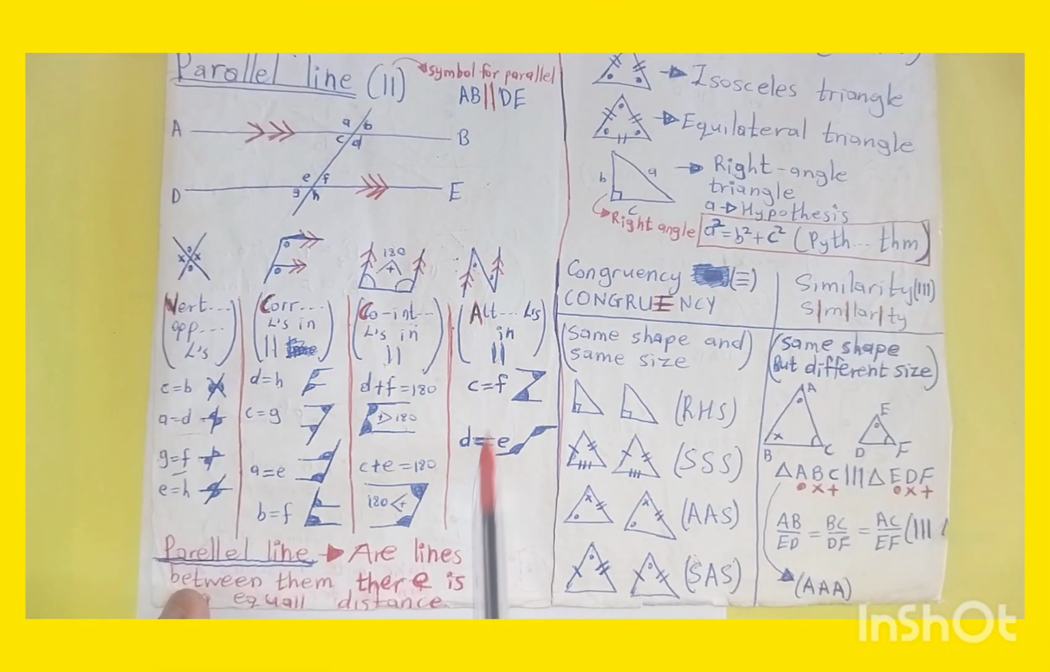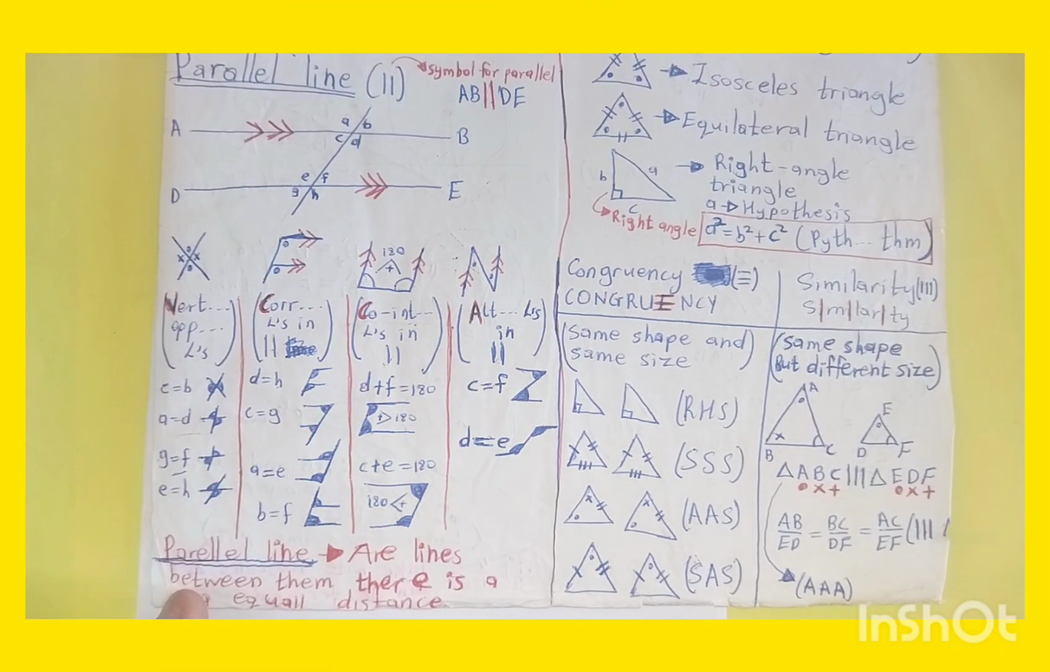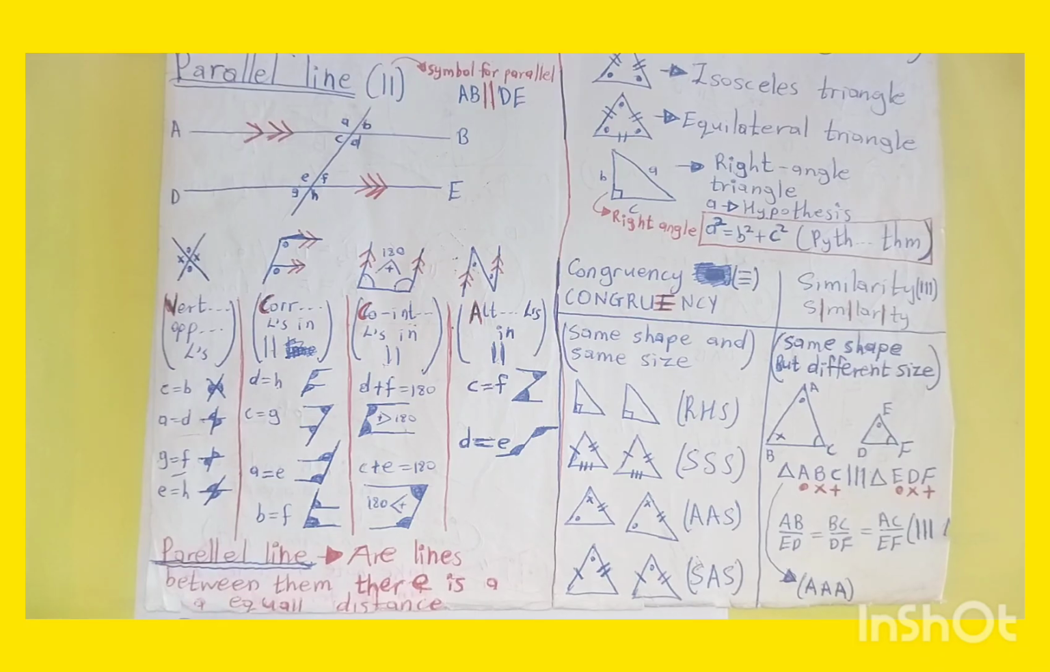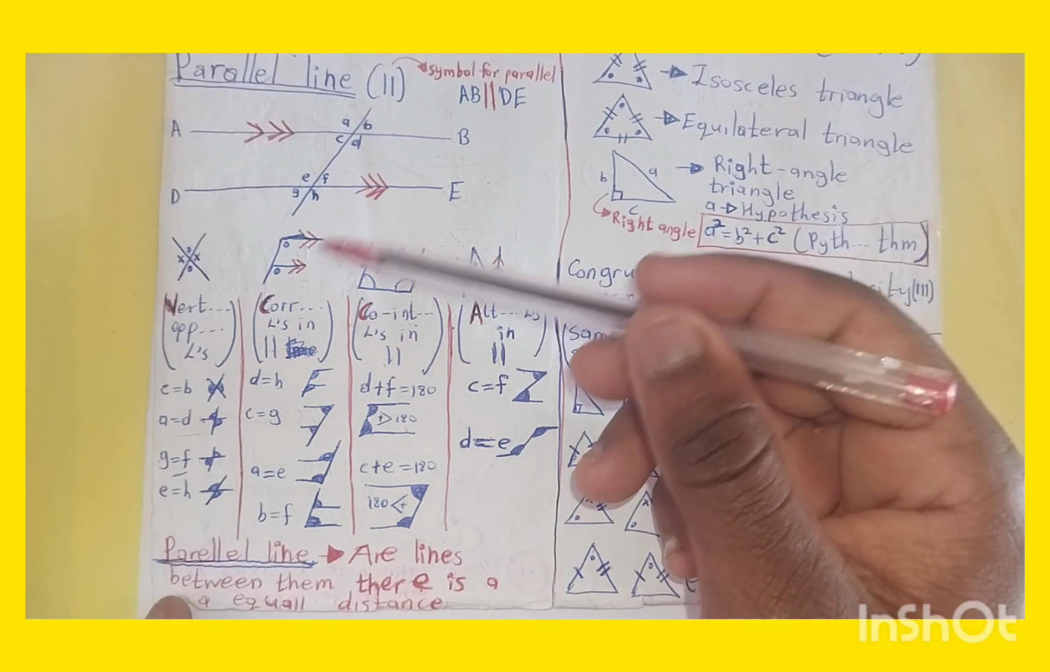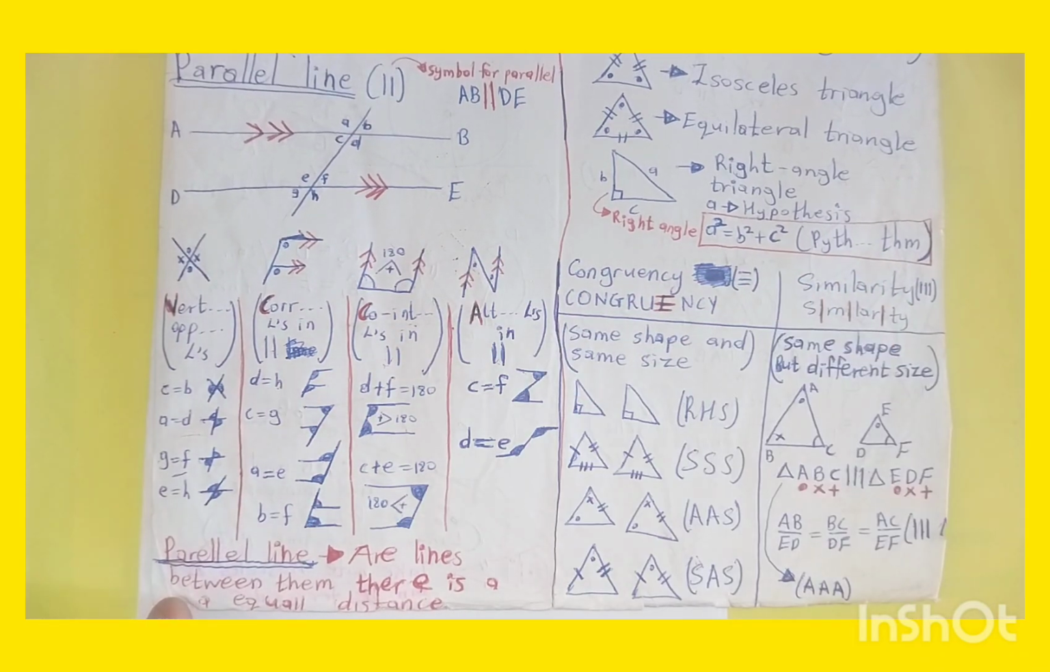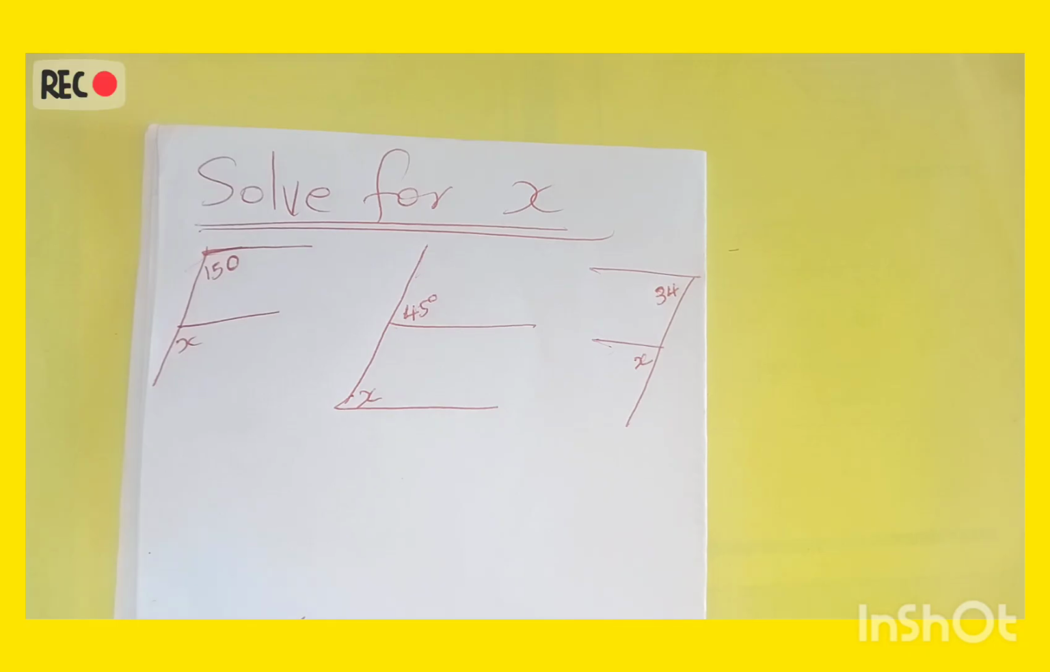This is what we call alternating angles. So now let's go to the next step, guys, what you call corresponding angles. Something like this, guys, this is what we call corresponding angles. How do you solve corresponding angles? This is how you solve them.